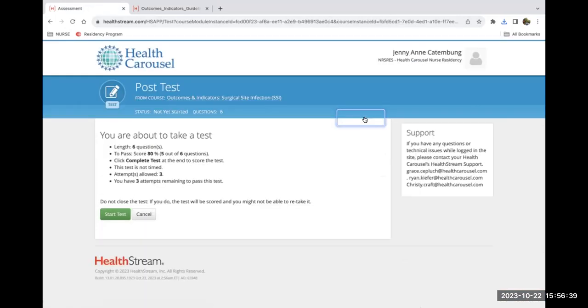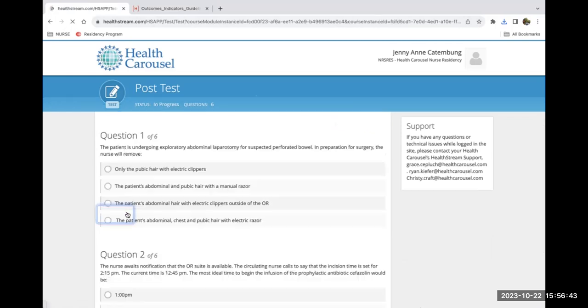Okay, let's answer the post-test. The patient is undergoing exploratory abdominal laparotomy for suspected perforated bowel. The patient's abdominal and pubic hair is removed with an electric razor.